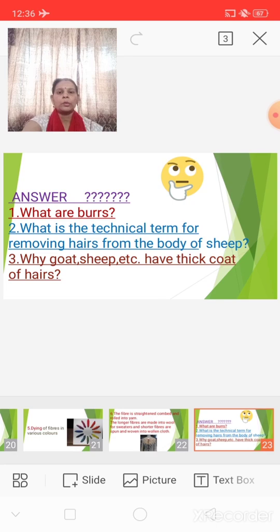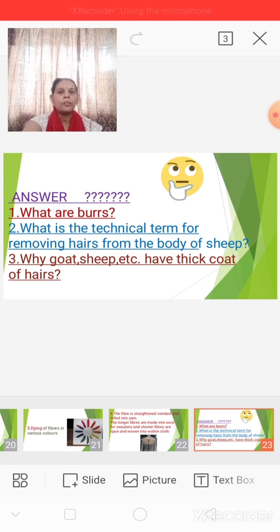Again here we have the question session. So first one is, what are burrs? Second one, what is the technical term for removing the hairs from the body of the sheep? Third one, why do goats, sheep, etc. have a thick coat of hairs? So first one, what are burrs?